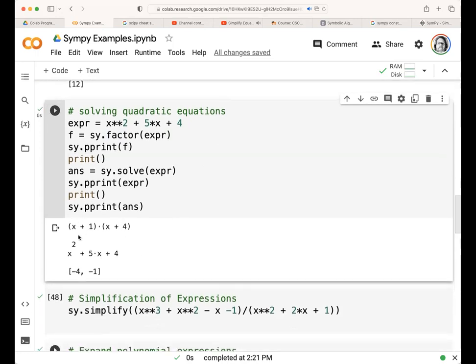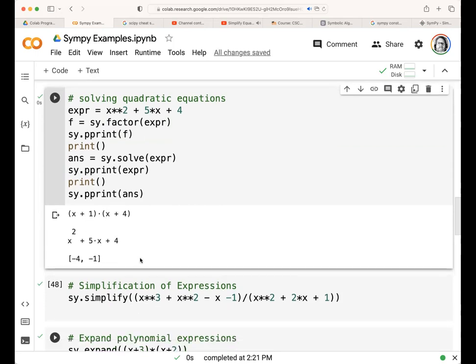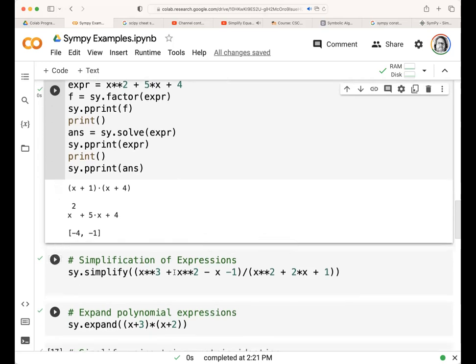Okay, so that's going to factor it out to x plus 1, x plus 4. Then it prints out the equation. And from that, it's clear to see that these are the zeros. If it's -4, that's a 0. If it's -1, that's a 0. Then we can simplify expressions.